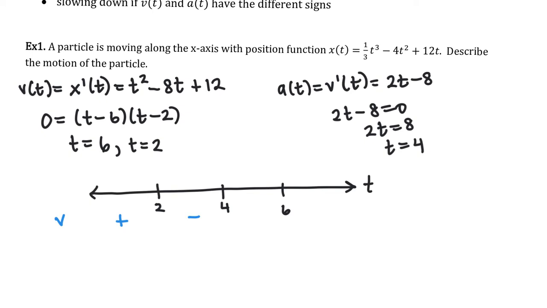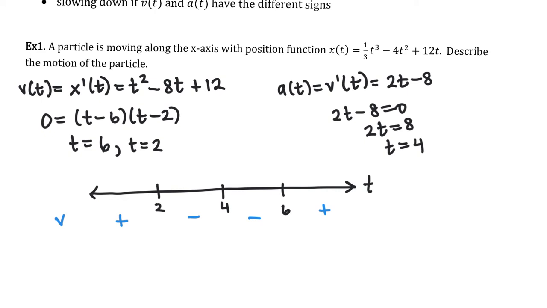Okay, between 4 and 6, let's think about 5. If I plug it in factored form, 5 minus 6, negative. 5 minus 2, positive. So this is still negative. And if I go higher than 6, maybe 7, positive times positive, positive. So I know that this particle is moving to the right until t equals 2, then it moves left until we get to t equals 6 and moves right after t equals 6.